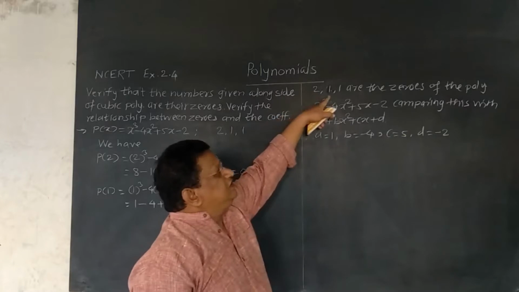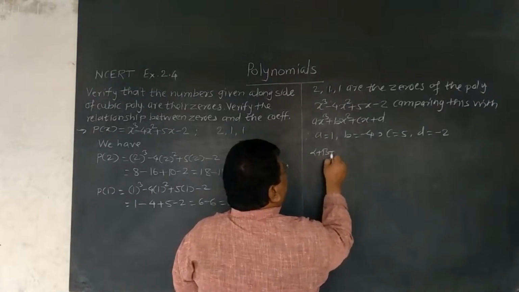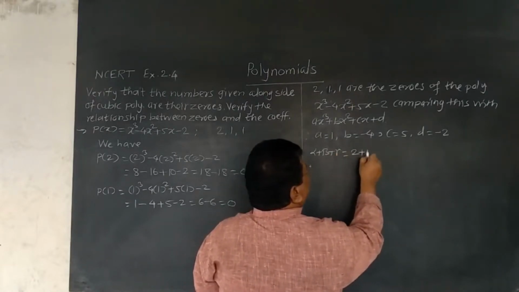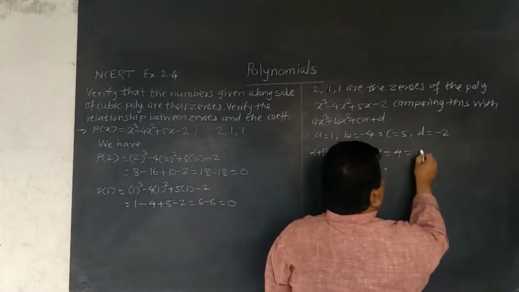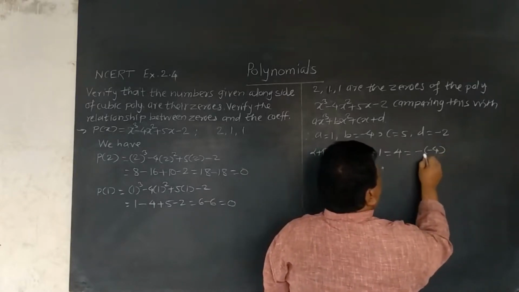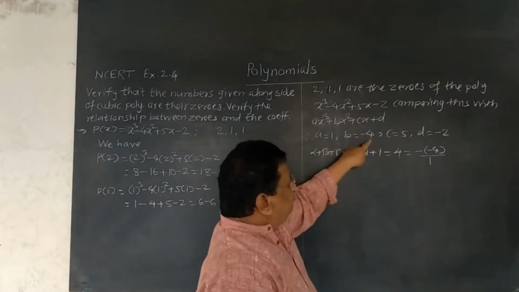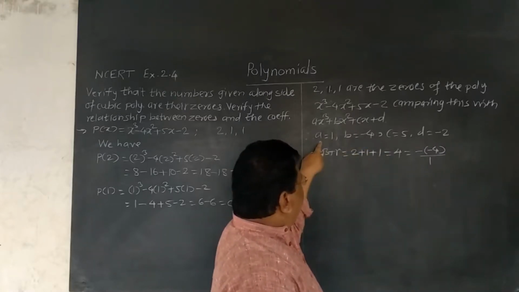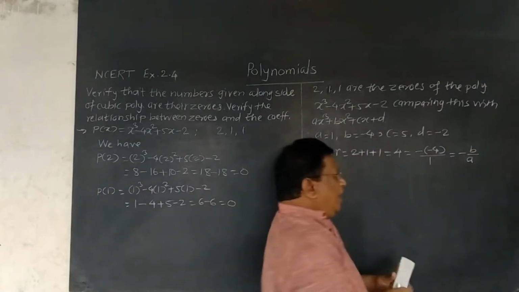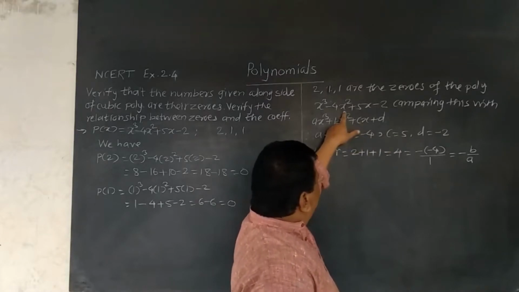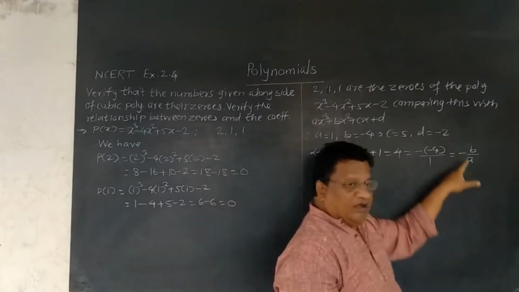Now, these zeros are alpha, beta and gamma. So alpha plus beta plus gamma, that is 2 plus 1 plus 1, is equal to 4. We can write 4 as minus of minus 4 upon 1. Here minus 4 is b and 1 is a. So minus b upon a, where b is the coefficient of x square and a is the coefficient of x cube.